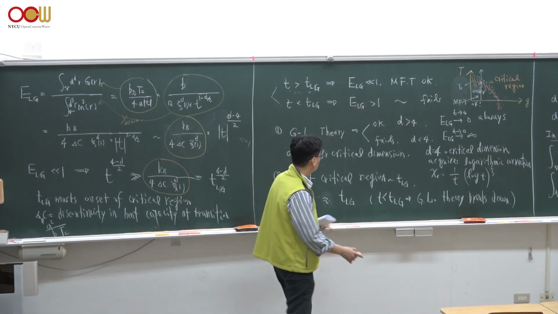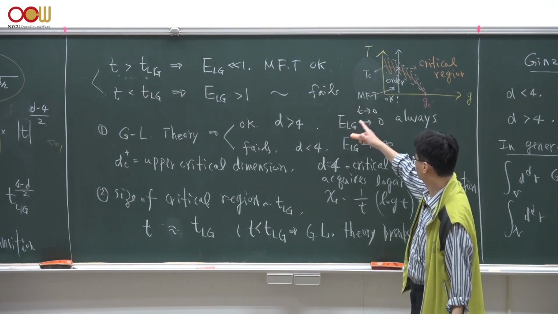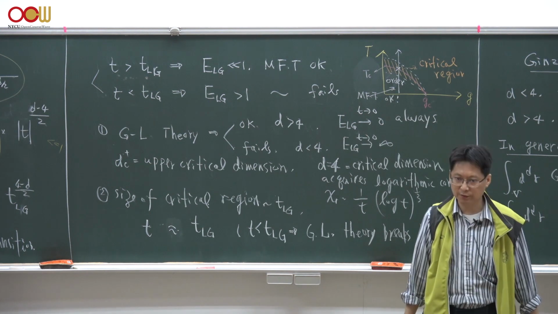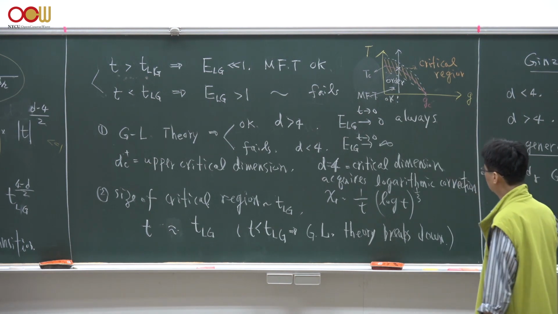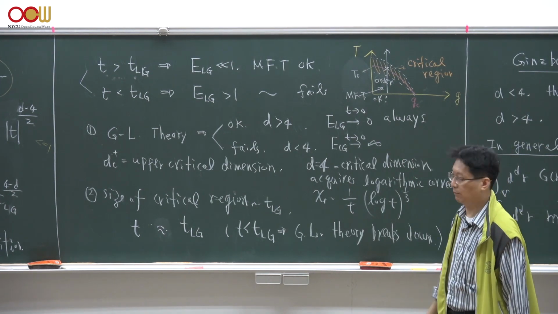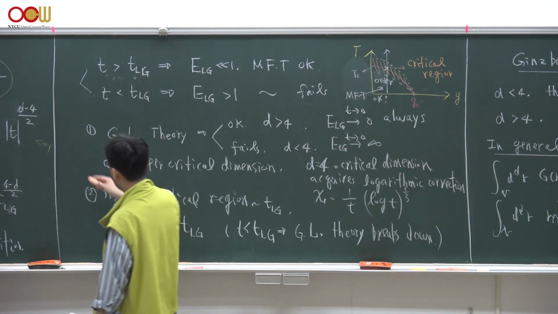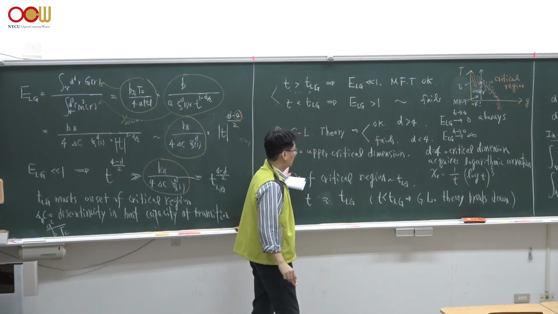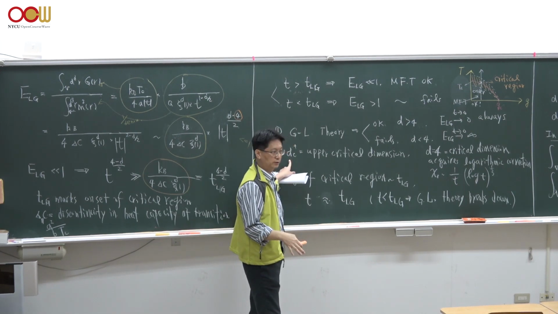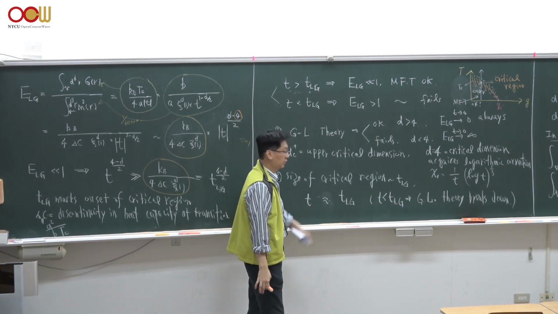However, if the dimensionality is actually larger than 4, then as t goes to 0, as we get closer and closer to the critical temperature, this Ginzburg criterion is always satisfied, or the mean field theory is always working properly. So this Ginzburg criterion also depends on dimensionality. And this 4 takes a special meaning because it marks the dimensionality below which the mean field theory fails and above which the mean field theory works. So it is called the upper critical dimension.